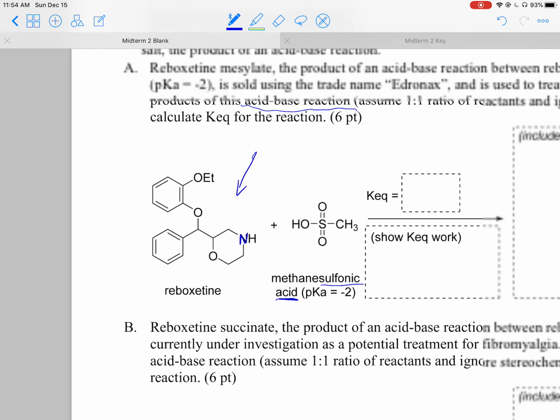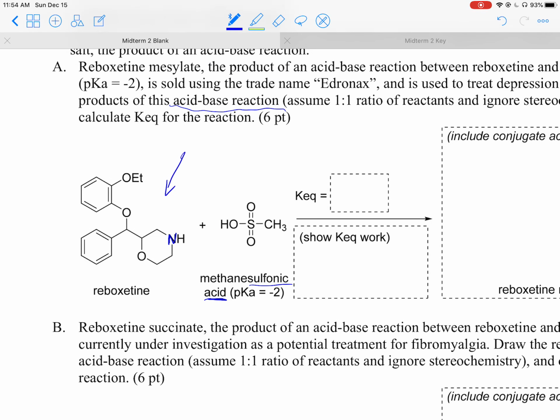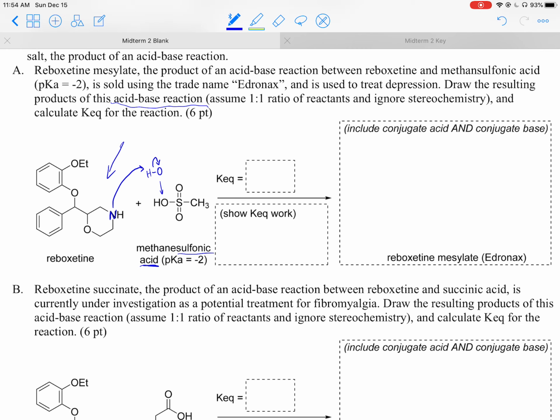And so what's going to happen when we do acid-base? Acid-base means that one molecule is donating its hydrogen to the other one. So we know that this right here, the electrons are going to go on the hydrogen, and this nitrogen here is going to take the hydrogen. Right? So let's draw what the conjugate acid and base would look like.